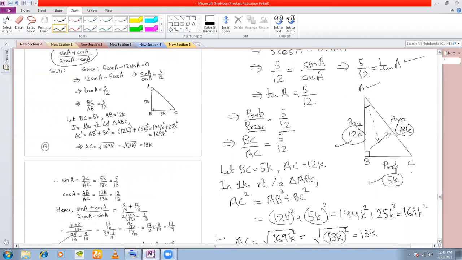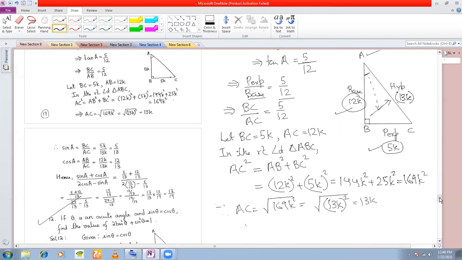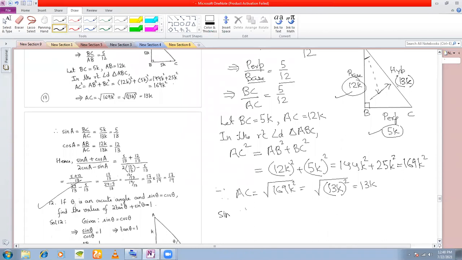So now we have got all the sides of a right angle triangle. Now what do we need to find? We need to find sin A plus cos A by 2 cos A minus sin A. So first we find out sin A and cos A both and then put the values here. Okay, so let's find out sin A. Sin A is equal to perpendicular by hypotenuse. Perpendicular here is BC and hypotenuse here is AC. So perpendicular is 5K, hypotenuse is 13K. So this cancels, so you simply get 5 by 13.